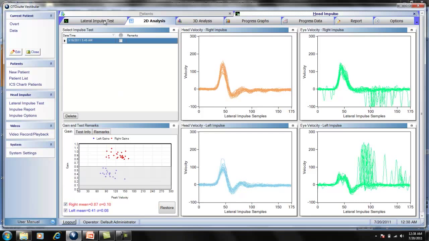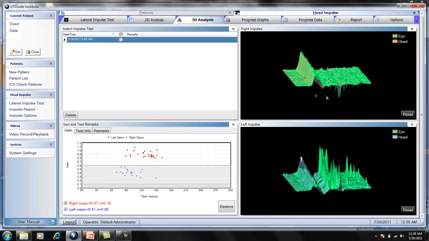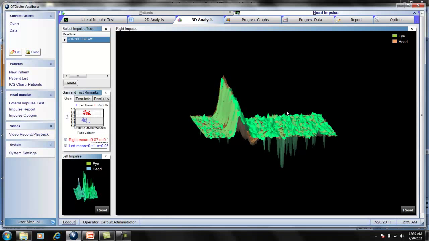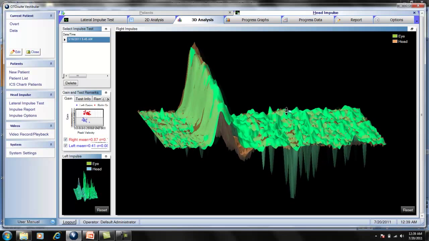Here's the 2D analysis. So the lateral impulse tab is where you do your collecting the data. Then you have your 2D analysis here. Head right, head left, eye right, eye left. Again, right side was normal, left side was abnormal. And then if we click on 3D analysis, you notice that you've got your 3D graphs. In all of these tabs, you can always make an image larger. So if I click there, I can make this image larger. Let's use my mouse here and make this big.